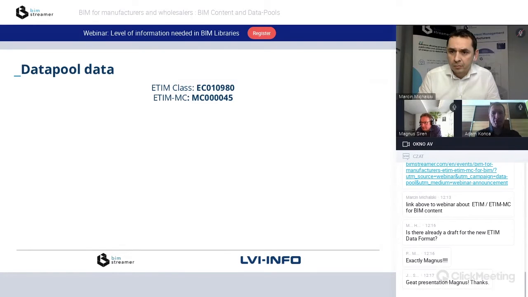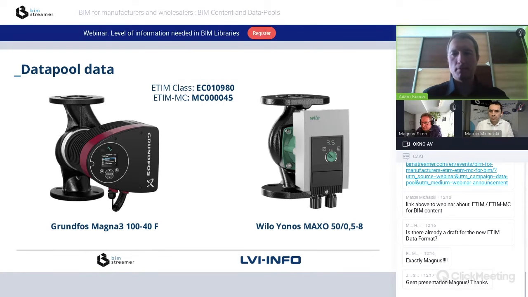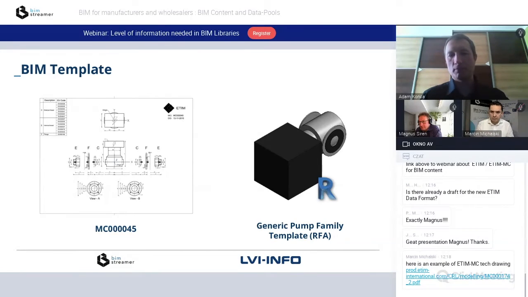Today we are going to present the built-in circular pump, which is represented by the relevant eTeam and eTeam MC codes. We have chosen two representatives of these products, and we'll show you the products of Grundfos and Wilo. We are going to use the generic template model, which has been created based on the eTeam MC specification and this technical drawing. And here you can see the graphical representation of this model.